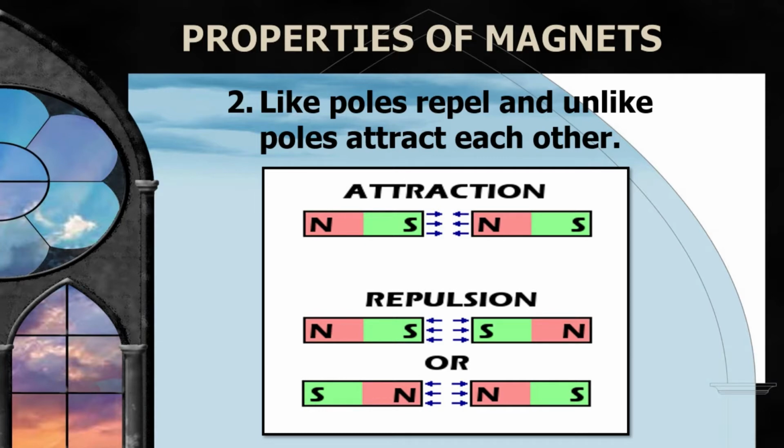So as you can see, when you put the north and south parts of the magnets together, you will see an attraction happen. And repulsion naman, or hindi sila magdidikit kapag yan ay parehong south or parehong north poles.